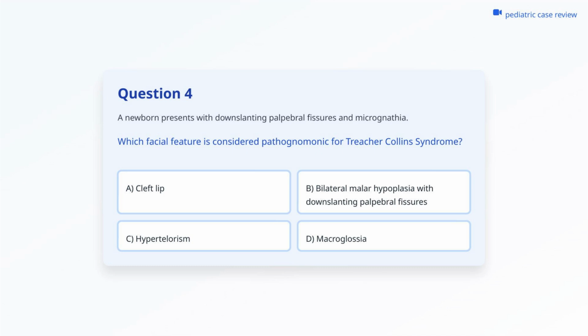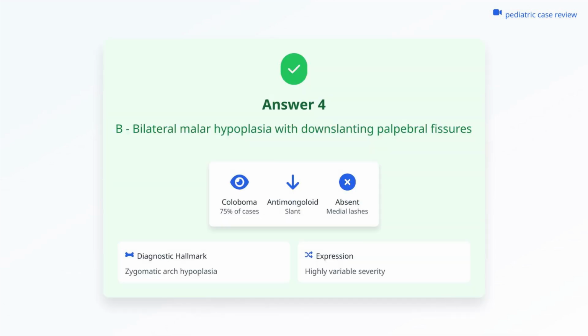Question 4. A newborn presents with downslanting palpebral fissures and micrognathia. Which facial feature is considered pathognomonic for Treacher Collins Syndrome? Option A, cleft lip. Option B, bilateral malar hypoplasia with downslanting palpebral fissures. Option C, hypertelorism. Option D, macroglossia. Identify the characteristic diagnostic feature. The correct answer is B.